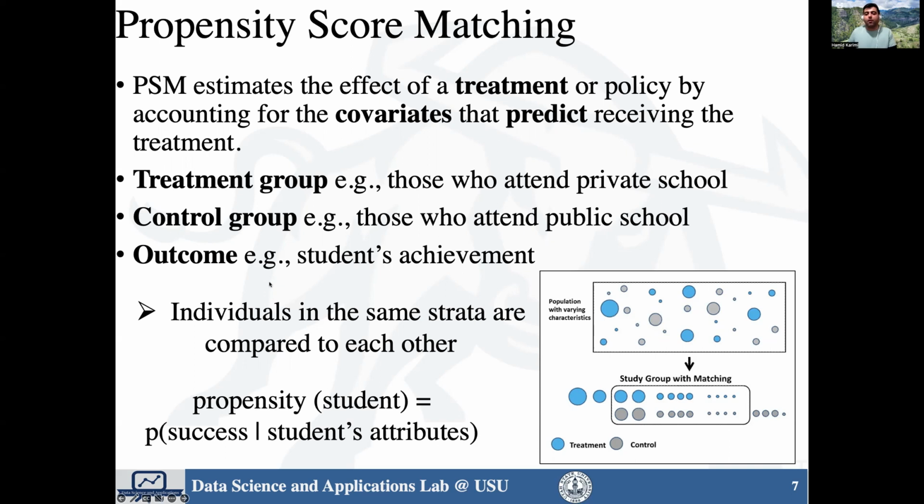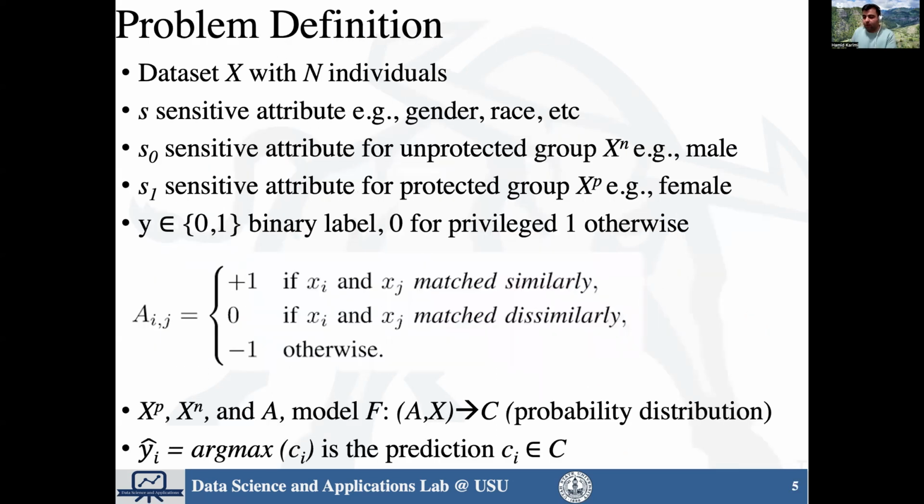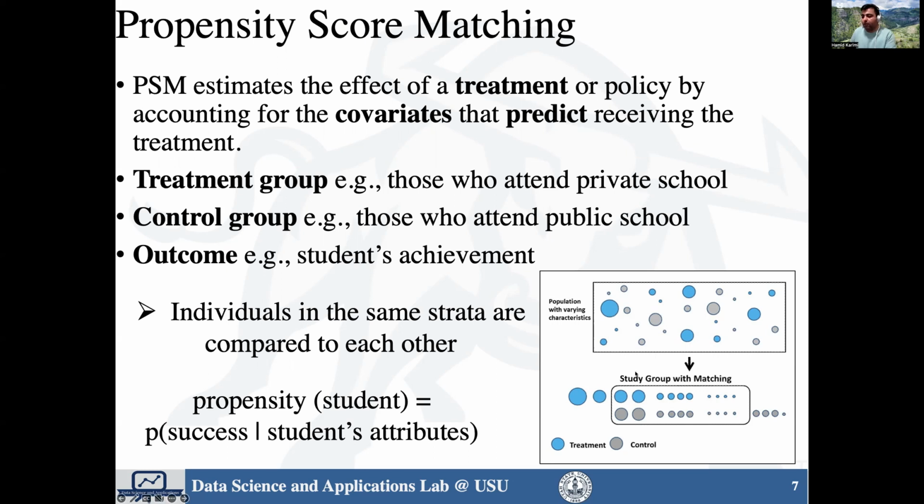Then propensity score says individuals in the same strata are compared to each other. So it does stratification. How? It uses this notion of propensity. So in this example, the propensity of a student is the probability of success given a student's attributes, for example, a student's parents' income or level of education. Then this probability is between 0 and 1. Then the stratification is simple. Those who have a similar propensity are compared to each other, as you can see in this figure.